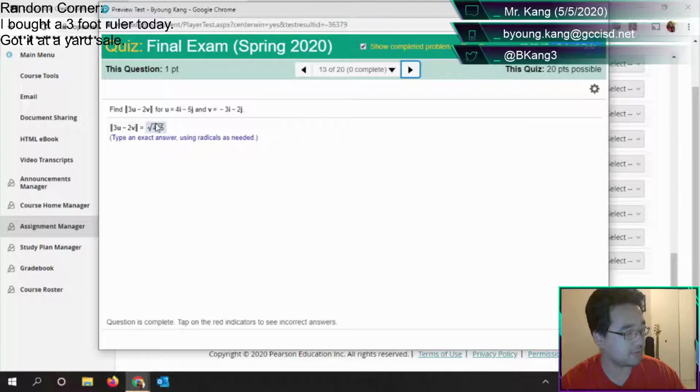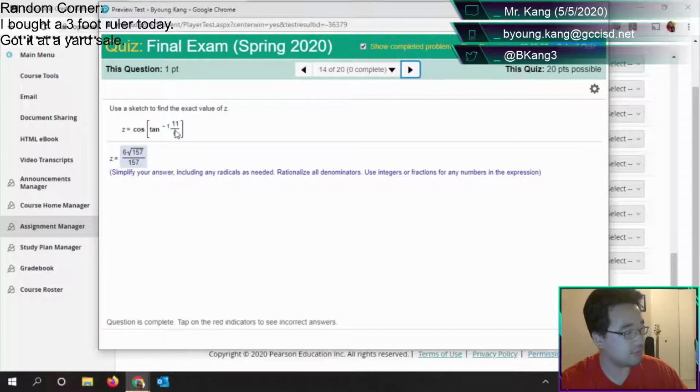Magnitude of 3u minus 2v, you just saw this one on exam 3 as well. So you do 3u minus 2v, so 3u would have been 12i minus 15j, 2v would have been negative 6i minus 4j. Subtract those, so you have a negative distributed to the v, so they both end up being positive, so you're really quote-unquote adding. And then do Pythagorean theorem with the numbers you found.